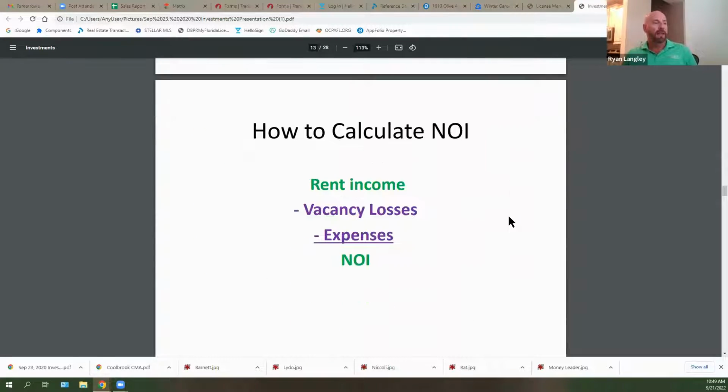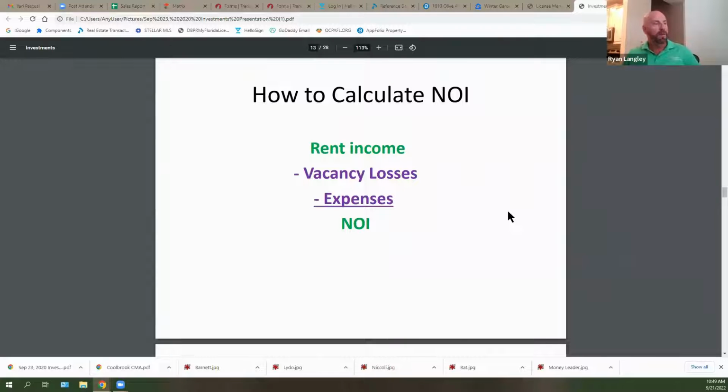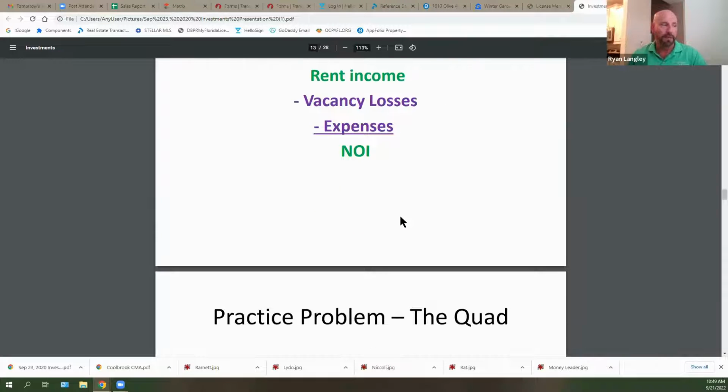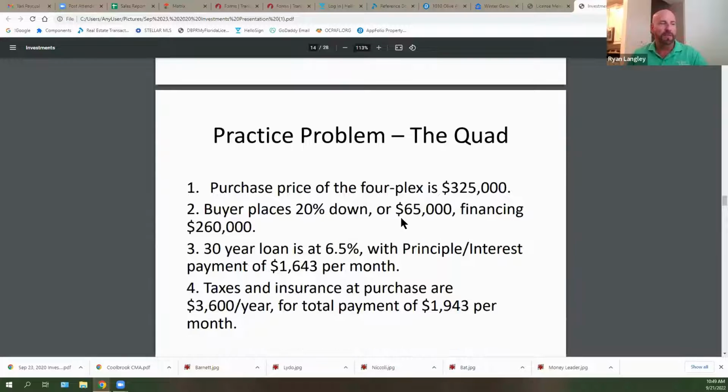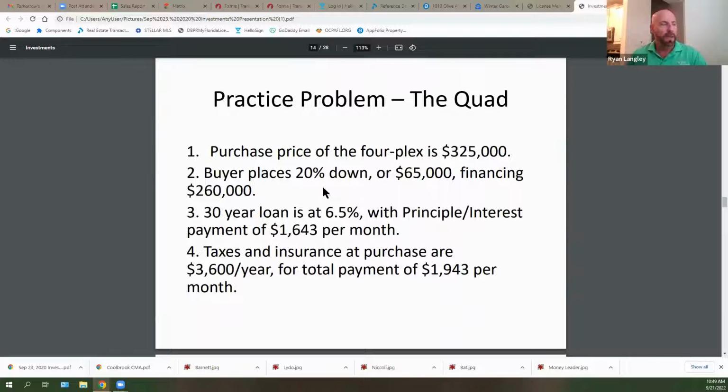All right, let's go over how to calculate net operating income. You've got rental income minus vacancy losses minus expenses. That's all your NOI is for a residential rental property or any rental property. Let's do our practice problem. This is what you asked for, Reshu. The quad. Get a screenshot of this. Purchase price of the fourplex is $325,000. We're going to be doing some math now, so get your calculators handy or your phones. Buyer places 20% down, or $65,000, financing $260,000.